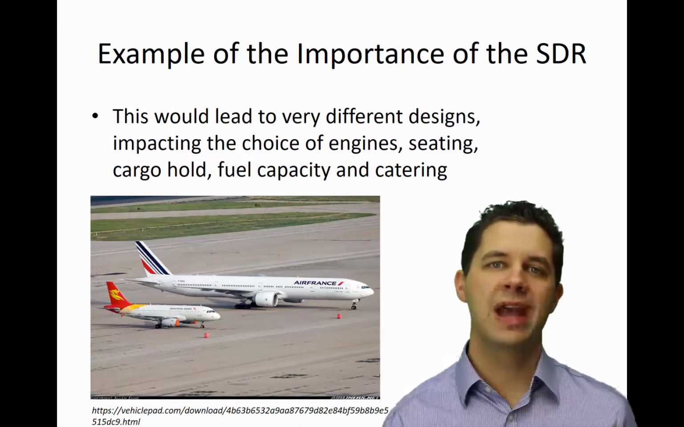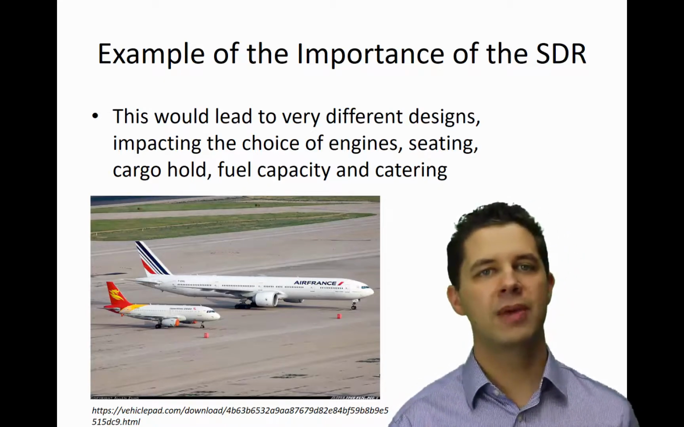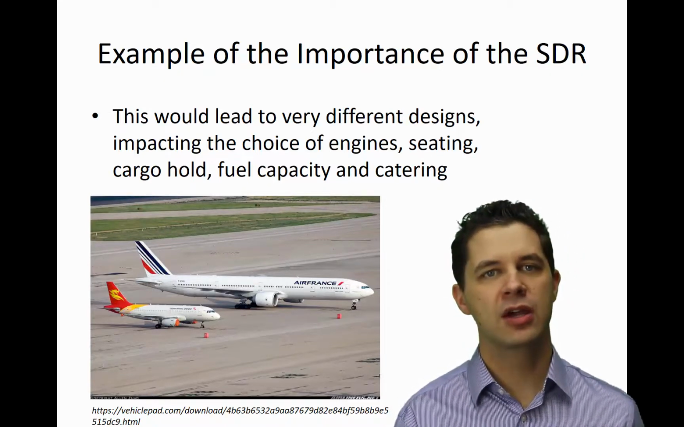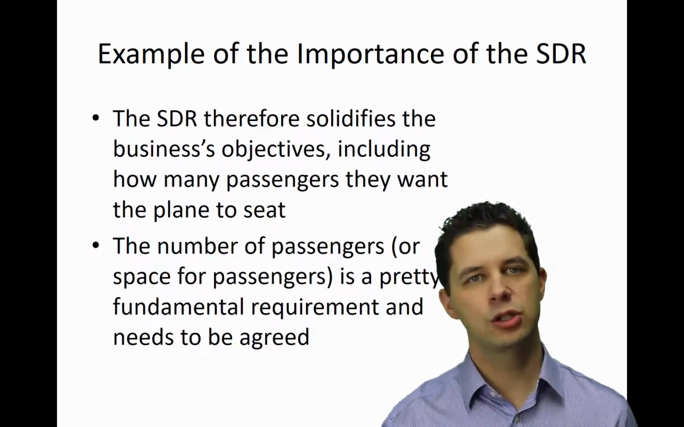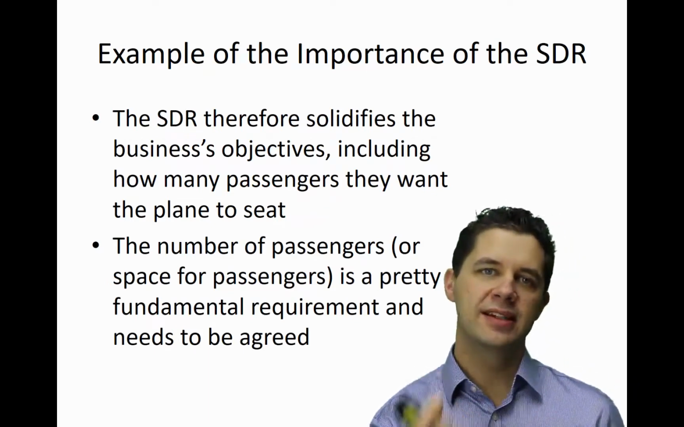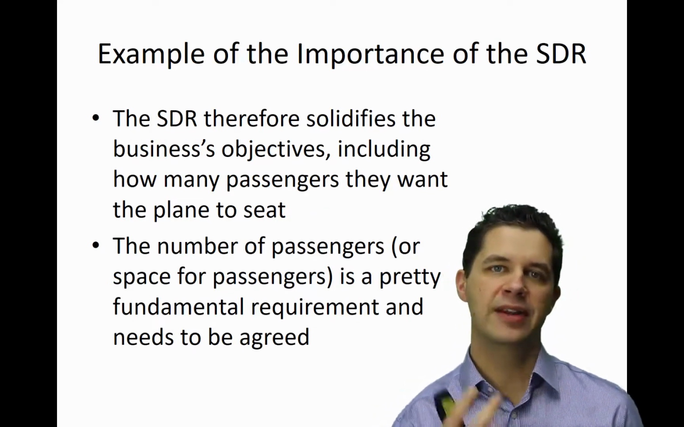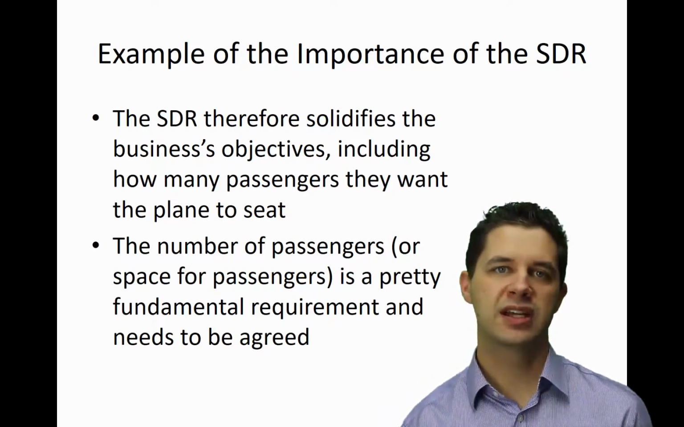These things need to be known, and you can't just go much later down the stage, well you can, it will cost you a whole lot more money, but it would be foolhardy to do so, to say, oh actually, no, just put double the amount of passengers in. You don't want to head down that path. And so our systems design review is really solidifying what the business objectives are and their requirements, including things like how many passengers they want the plane to actually seat.